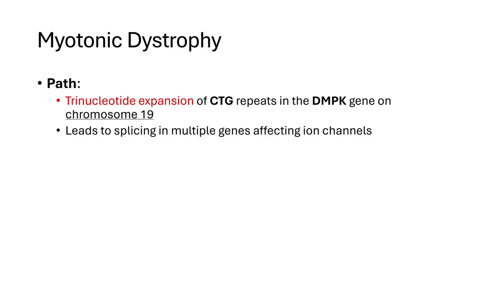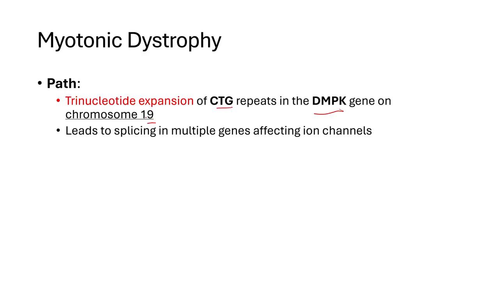Now, let's talk about myotonic dystrophy. This is caused from a trinucleotide expansion of the CTG repeats, which is found on the DMPK gene on chromosome 19. Now, this leads to splicing, and what is thought to happen is that we have these expanded repeats, these CTG repeats, which cause a toxic gain of function RNA.